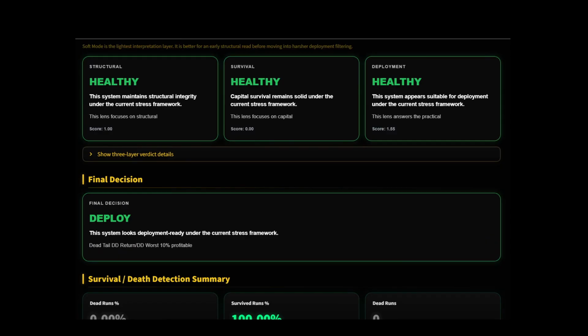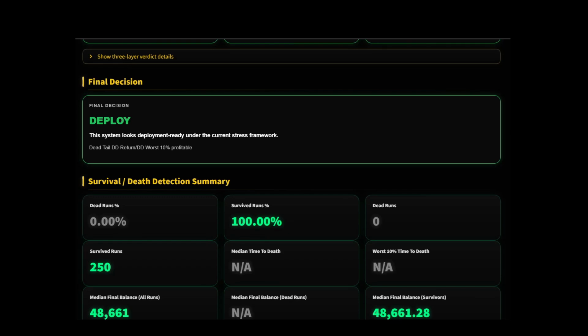After that, we check the final decision. Here the tool shows deploy. This is the key difference compared to survival mode. Survival mode was the harshest pressure test, but soft mode gives the lighter first structural read. So now we can clearly see how the same statement reacts under different levels of stress.